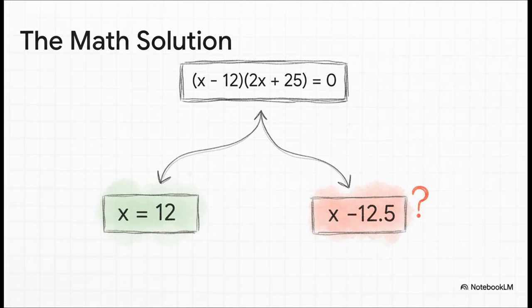Now, all we have to do is what we've been practicing. We use our factorization method to solve for x. After we split the middle term and group everything, we get two factors, x minus 12 and 2x plus 25. And mathematically, this gives us two possible values for the breadth. x could be 12, or x could be negative 12.5.